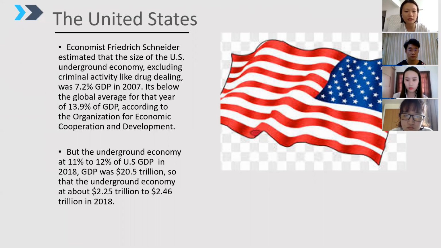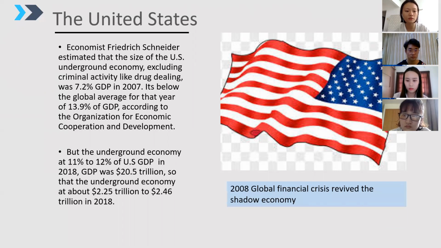This data is from the Organization for Economic Cooperation and Development. But we found that in 2018, the underground economy actually increased to 11% to 12% of United States GDP. And that year, the GDP was 20.5 trillion. So we can calculate the underground economy in that year is about 2.25 trillion to 2.46 trillion. During this period, the 2008 global financial crisis happened. So the global financial crisis actually revived the shadow economy.